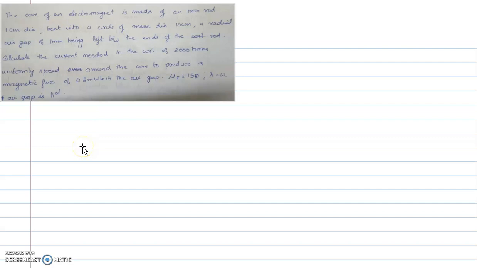Now we are going to do another problem related to a series magnetic circuit. So here the question is given to you. The core of an electromagnet is made up of an iron rod 1 centimeter diameter, so it is a circular cross section. It is bent into a circle of mean diameter 10 centimeter, and a radial air gap of 1 mm is being left between the ends of the rod. So first thing is try to draw the circuit as given in the question.